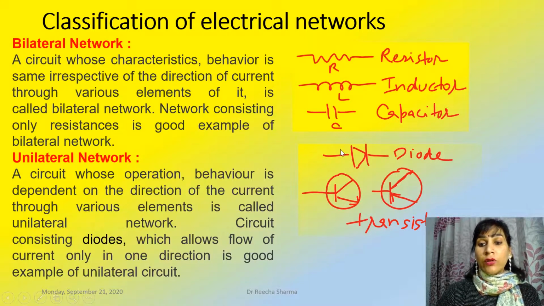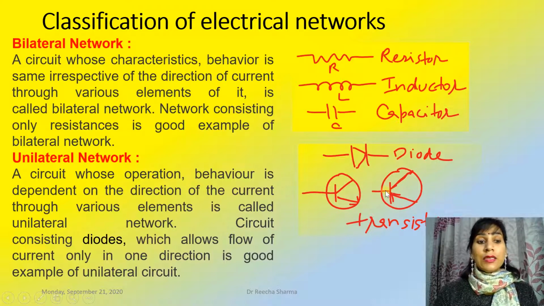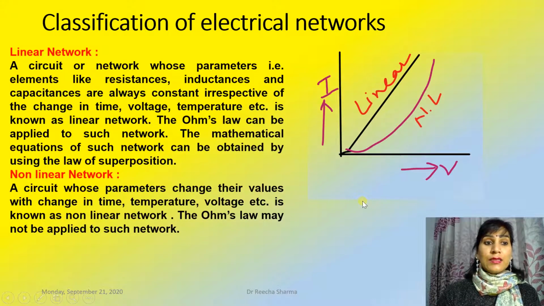In the diode, we know that the current flows in one direction, as well as in transistors the flow of the current is unidirectional. So transistors and diodes are considered unilateral networks. Next classification is linear network and non-linear network.